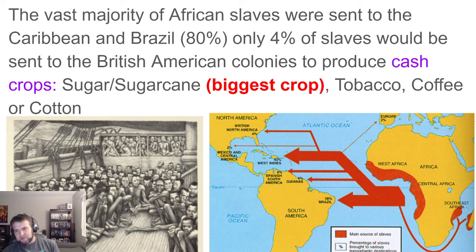Here's something else too. Only 4% of slaves would end up in what will become the southern United States. The vast majority of slaves taken out of Africa were sent to the West Indies and to Brazil. And that's why still to this day, you can go to islands like Haiti, Barbados, St. Martin, St. Lucia. Almost everybody living in the Caribbean today is of African descent. And they were all brought over there during this time period, during the slave trade.